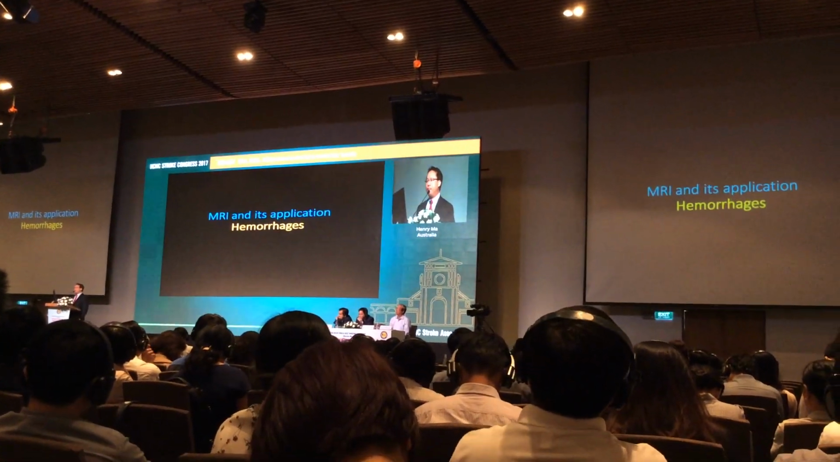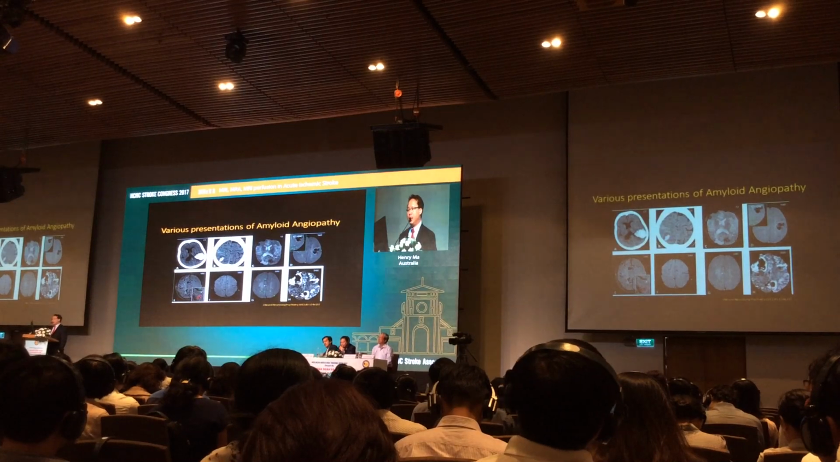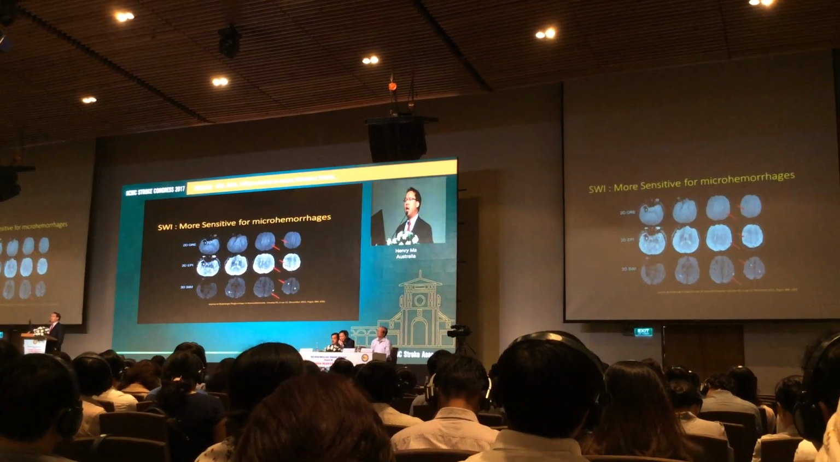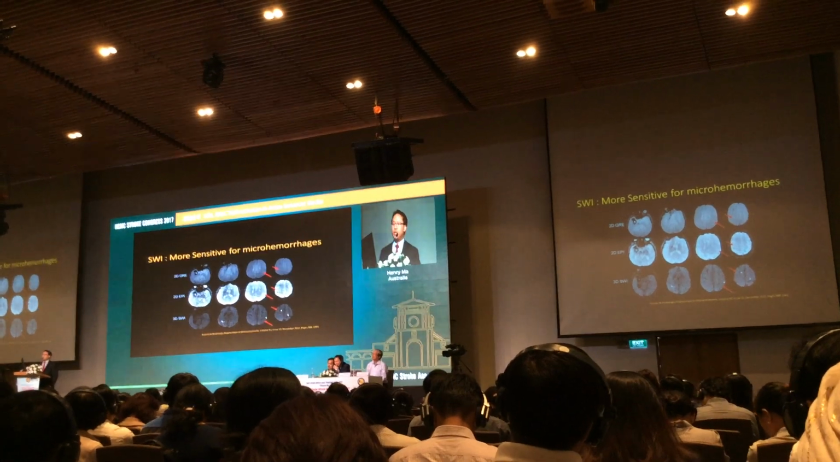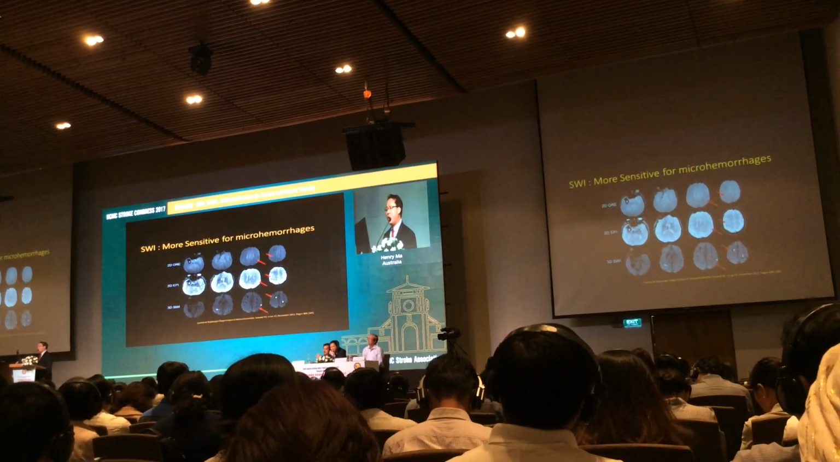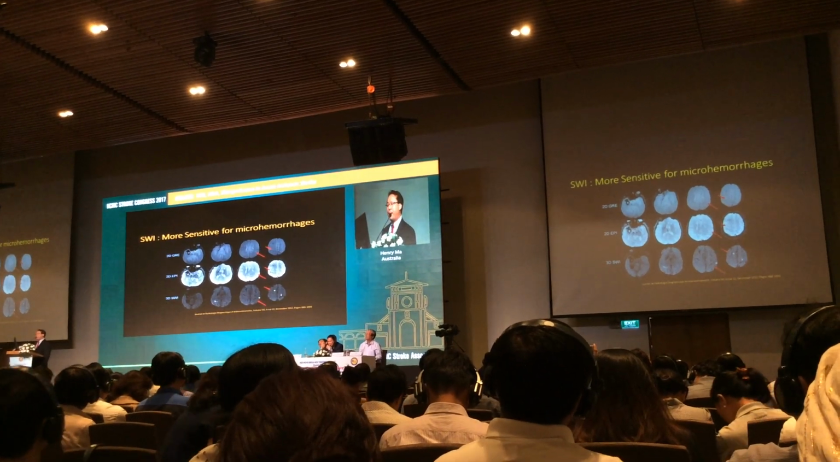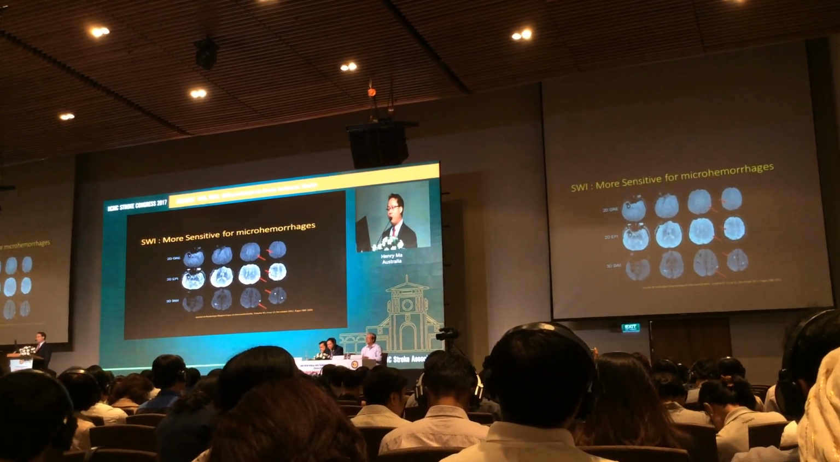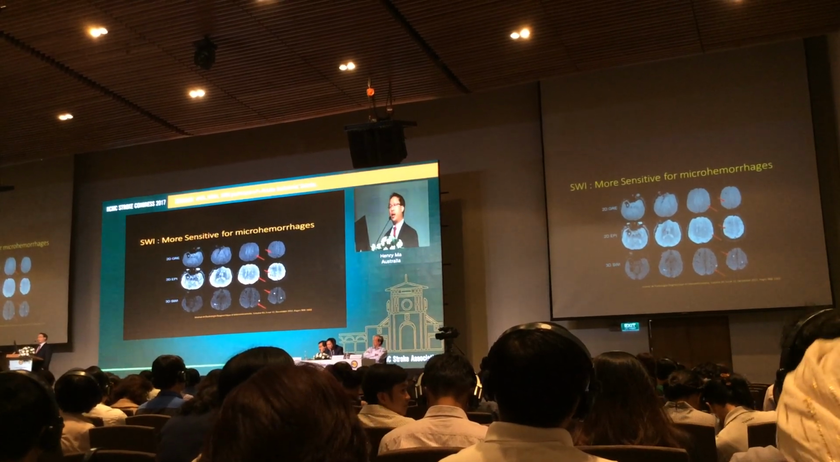So briefly on the hemorrhages, it's most useful in amyloid angiopathy. I'm going to skip that one. This is to show you that the SWI is more sensitive than GRE. You can see a lot more microhemorrhages and subarachnoid hemorrhages compared to the top row of GRE. You can barely see anything on GRE compared to the SWI in the bottom.